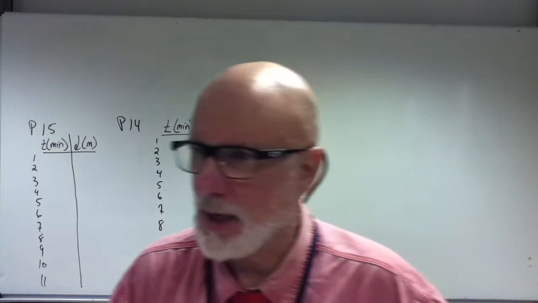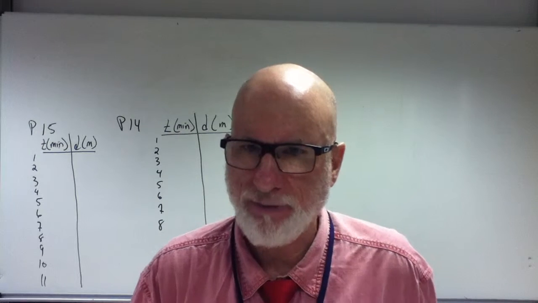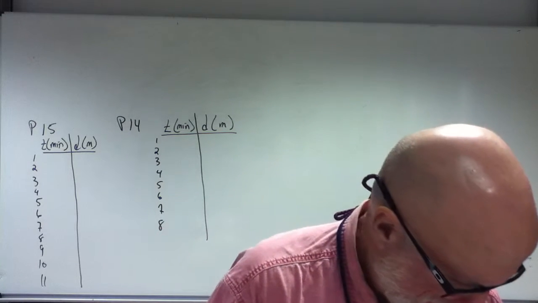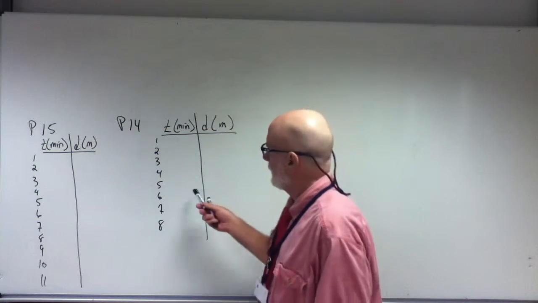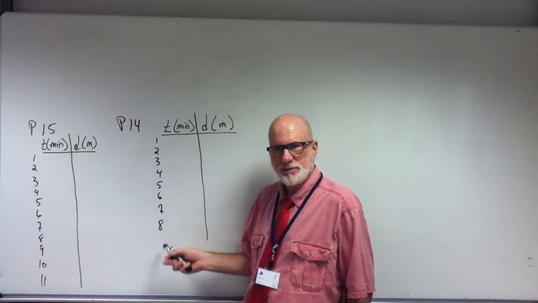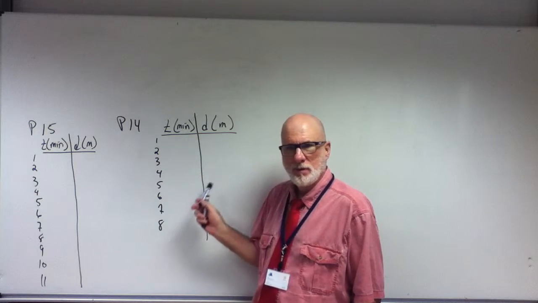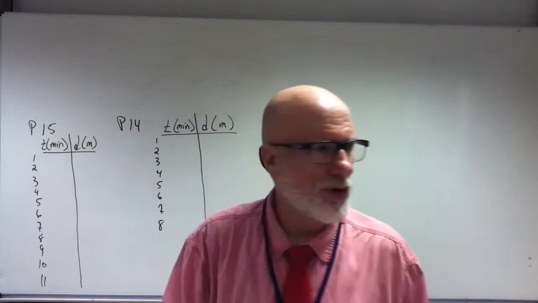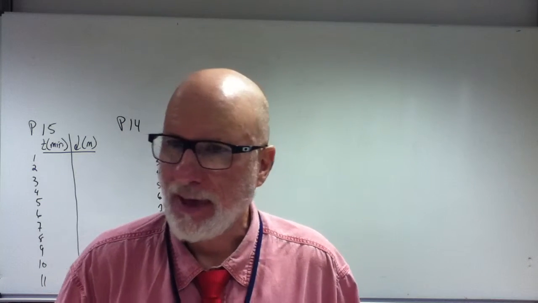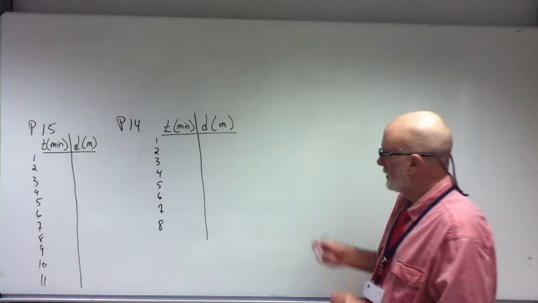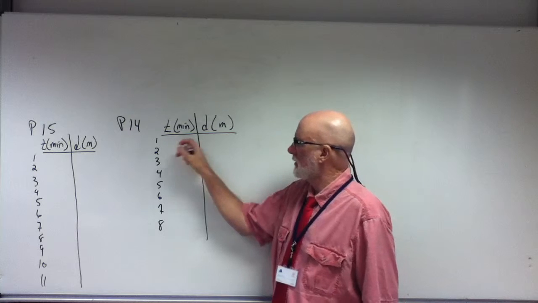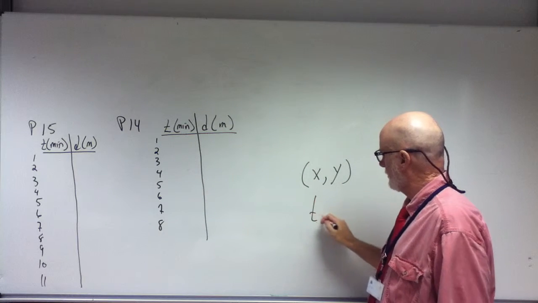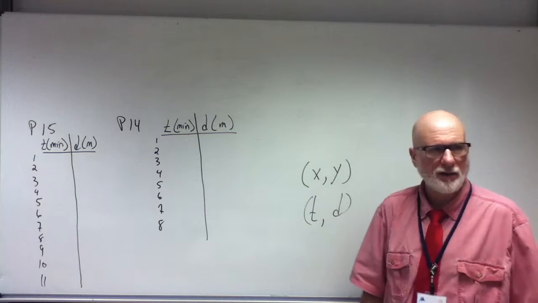Now, you see on page 14 and 15 the two graphs. Graph on page 14, and I'm going to take 8 data points. I want to generate 8 ordered pairs from that graph. Now, the ordered pair is what? What's an ordered pair? Ordered pair is an X and Y points. Here it's going to be T and D. That's going to be an ordered pair, correct?